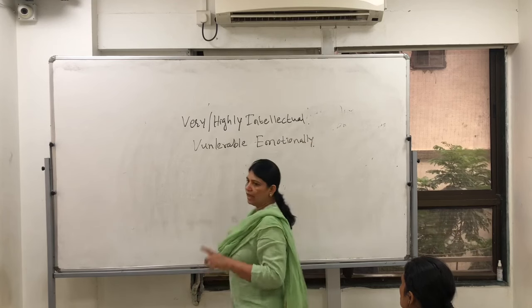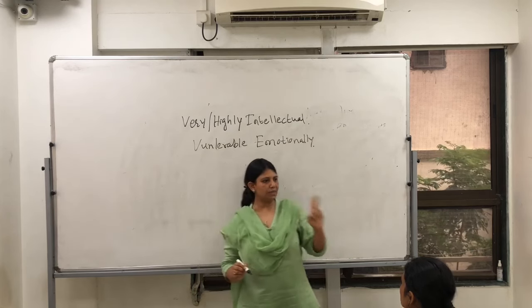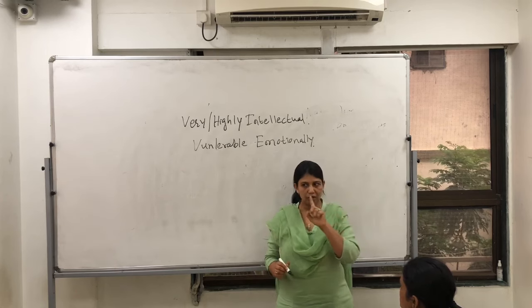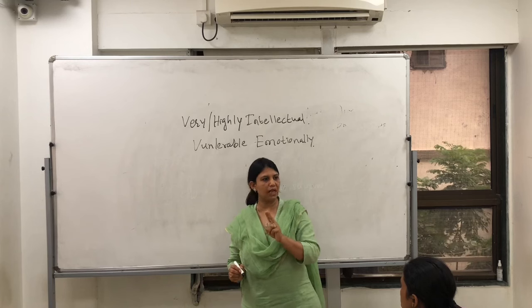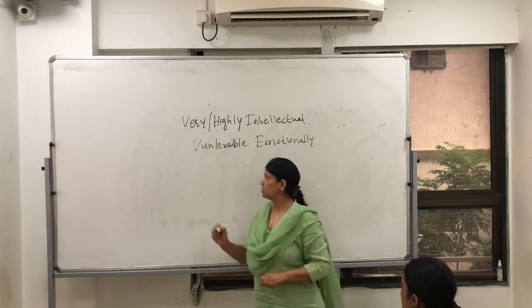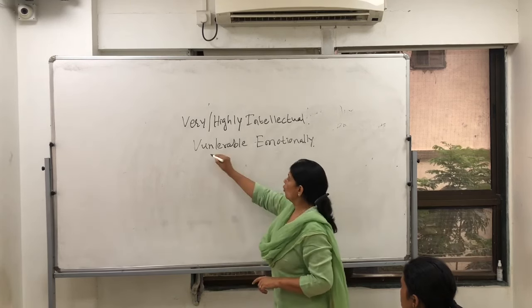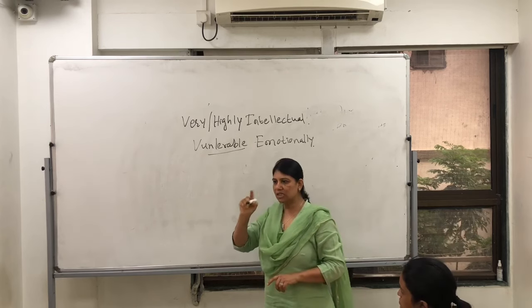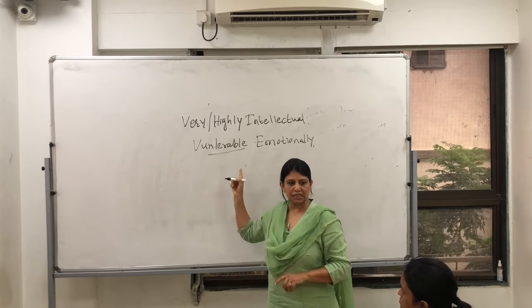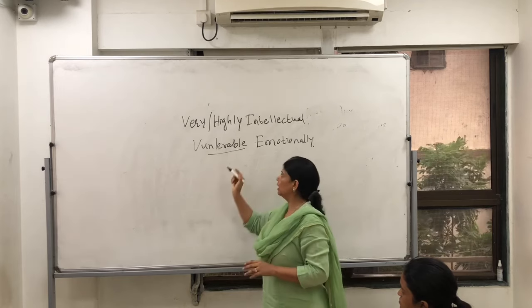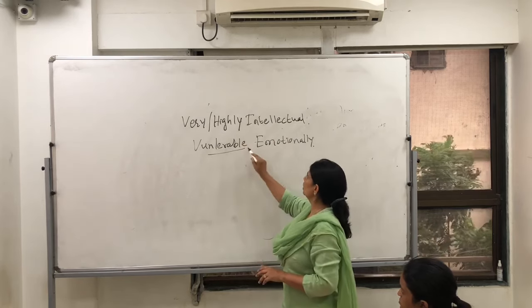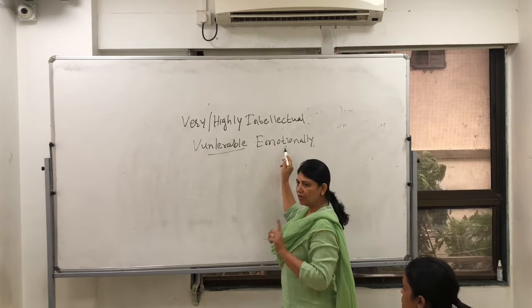See, for Ignatia and Pulsatilla we are not using the word vulnerable, but for Natrum mur, for Carcinosin, and for Aurum met, we are using the word vulnerable. Vulnerable means chances are there that the disease starts from this. Very, very sensitive. So highly intellectual, but emotionally they are vulnerable.